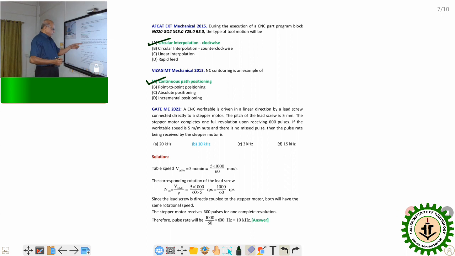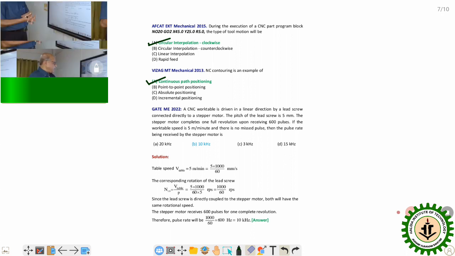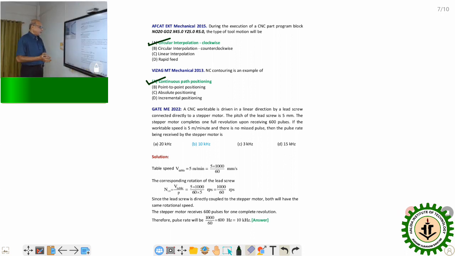One numerical problem from 2022. The problem is similar to what we had discussed in the last question answer session, the numerical problem session. Same type of problem with different data. So there is every possibility similar types of problems may appear this year as well. A CNC work table is driven in a linear direction by a lead screw connected directly to a stepper motor. Since it is connected directly, there is no gearbox in between. That implies RG will be equal to 1.